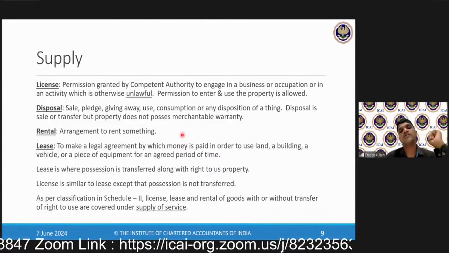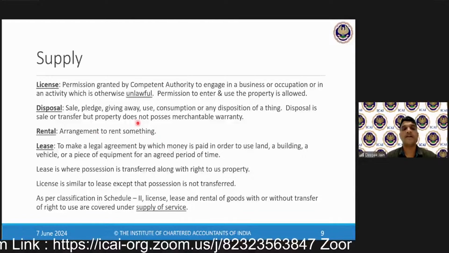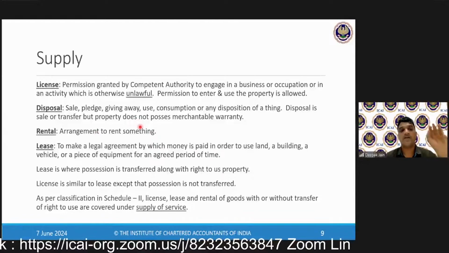Correct, Unikrishnan. In the disposal, pledge was included, but I think that's a mistake. Disposal doesn't mean pledge. That is wrong.